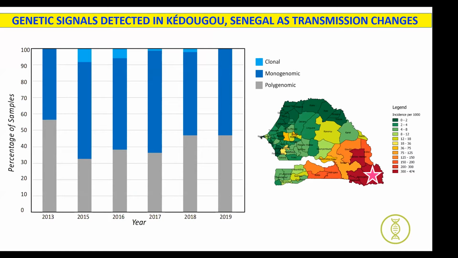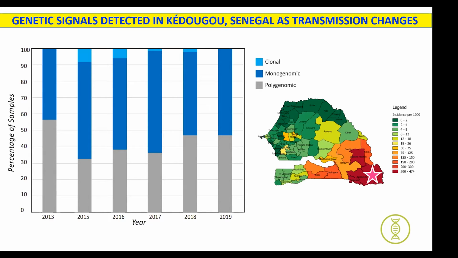The South as the end for the genomics-assisted understanding. Within the genomics, as you can see here, from 2013 to 2019, we see an increase of the monogenomic infections, meaning that the intervention is working greatly because monogenomic infection is going up in comparison to the polygenomics, meaning that transmission is going down. So the interventions that can be implemented are very successful.